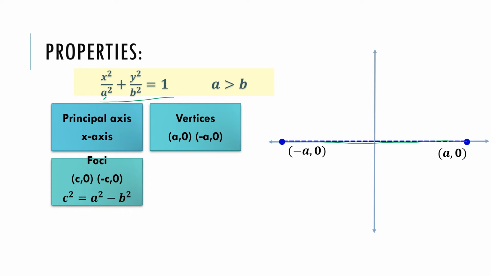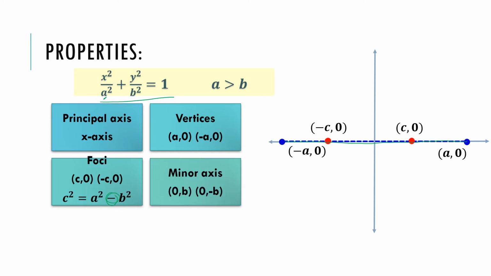Next, foci. C, 0 and negative C, 0. And how do we compute for c? We have c squared equals a squared minus b squared. Huwag kayong malilito kay Pythagorean theorem. Ano, walang kinalaman si Pythagorean theorem dito. Lagi tayong a squared minus b squared.